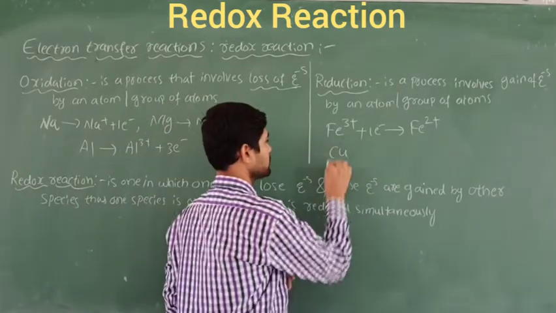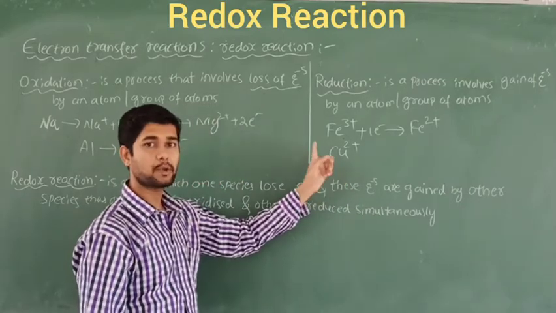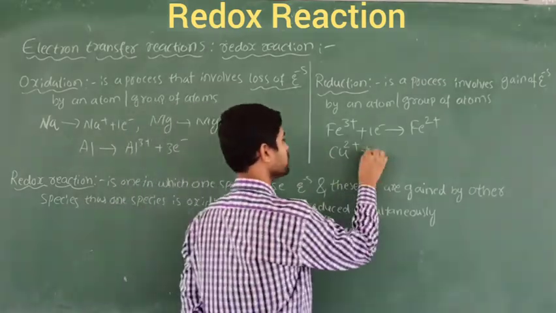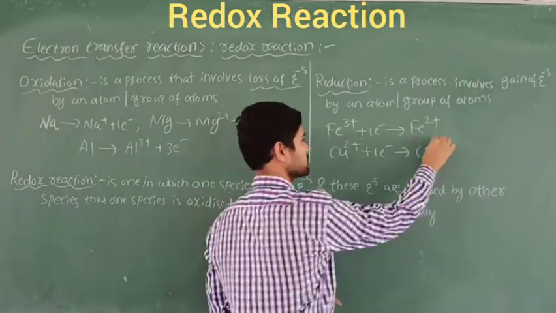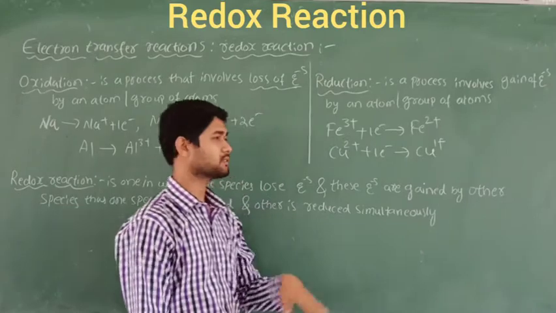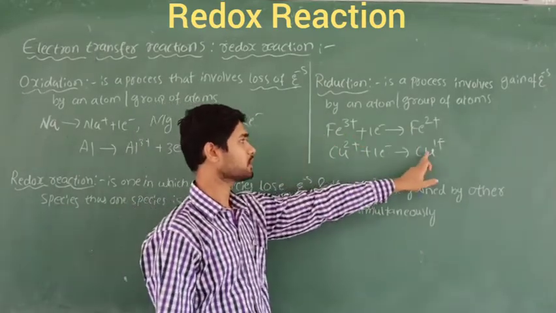Simply one more example. Now I am going to take here Cu2 plus. Cu2 plus we are going to call cupric. So when I add one electron here, that becomes cuprous, 1 plus. If you write 1 plus or just Cu, that is enough. Both are the same. This is called cuprous.